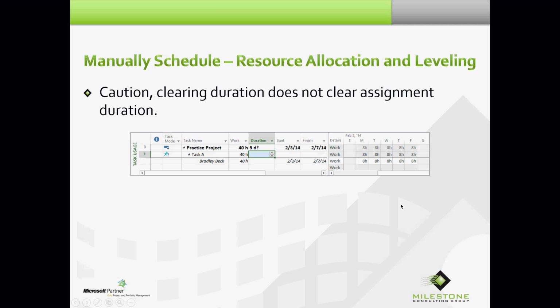Caution, clearing duration does not clear assignment duration. I cleared duration at the task level of the data model here for task A, but even though duration is not a field you can see at the assignment level, it's still there. 5 days of duration are still there. The schedule is still running from 2.3 to 2.7. Just because I cleared that value doesn't mean it also clears at the assignment level, just at the task level.